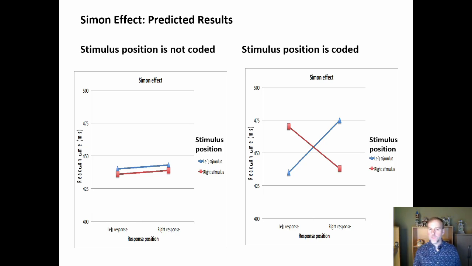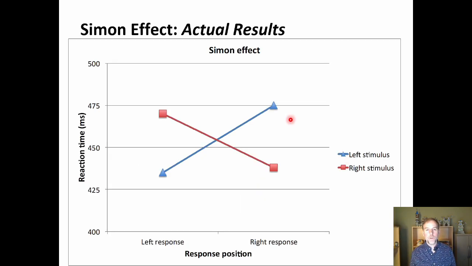Okay, so did it feel like every trial had a comparable reaction time? Or did it seem easier when the left stimulus required a left response and a right stimulus required a right response? So what are the actual results? And this is what we see in the real world when we test this in a controlled situation.